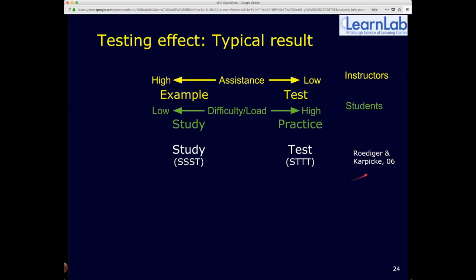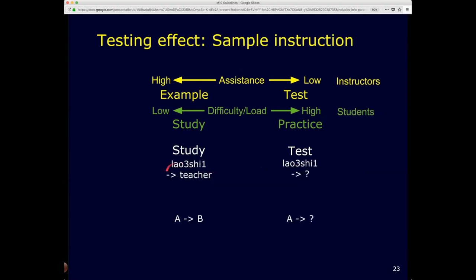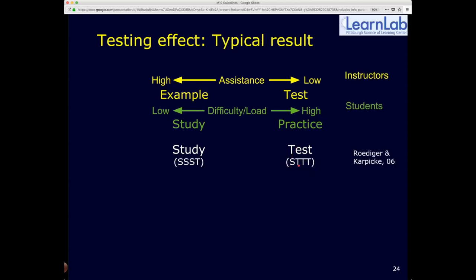I'm going to cite one by Roediger, where they had three study trials and then a test trial, contrasted with one study trial and then three test trials. So you see something like this three times in one case and then a test trial. On this end of the spectrum, a lot of study and just one test, or conversely, just one study and a lot of tests, right? One study, three tests.